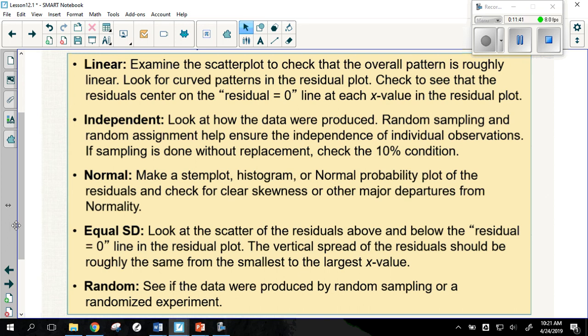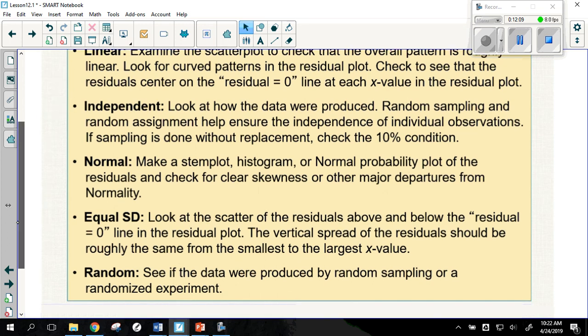So basically, it's stem plot, histogram. You can also look at the residual plot as well. The normal probability plot is the best. And it's pretty easy to get that from your calculator. Or, if you're not going to get that from your calculator, it's usually going to be given to you in the question. You'll see a normal probability plot in the question. And then you can refer to that normal probability plot.